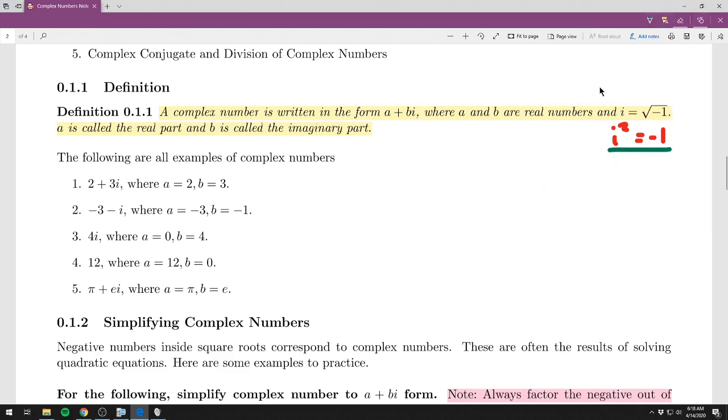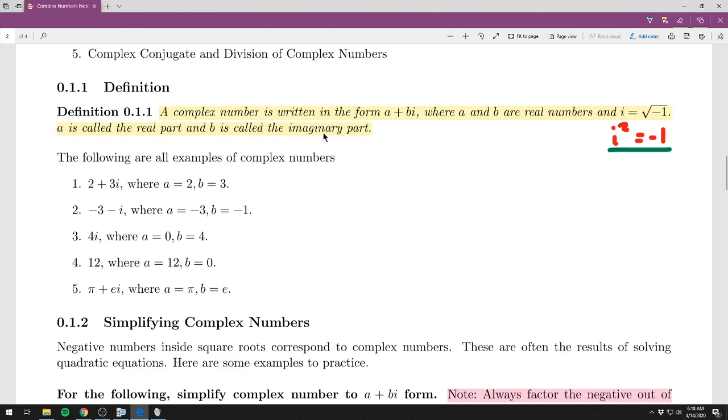All right, so that's something that's also useful to point out. So here I have some examples of complex numbers. 2 plus 3i is a complex number where a is 2 and b is 3. One thing I didn't mention, let me go ahead and write it down. a is called the real part and b is called the imaginary part.